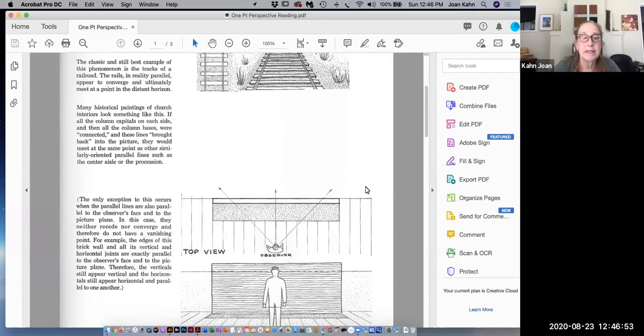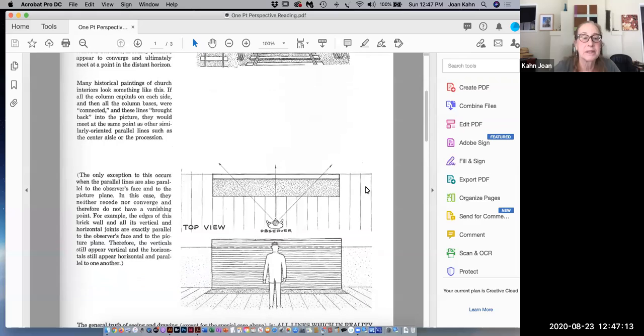Many historical paintings of church interiors look something like this. If all the column capitals on one side and then all the column bases were connected and these lines brought back into the picture, they would meet at the same point as other similarly oriented parallel lines, such as the center aisle or the procession.